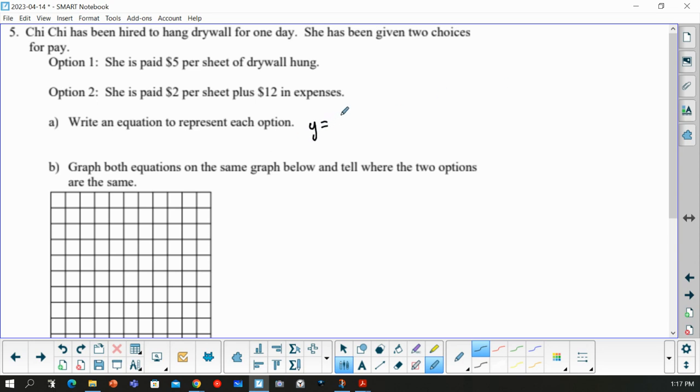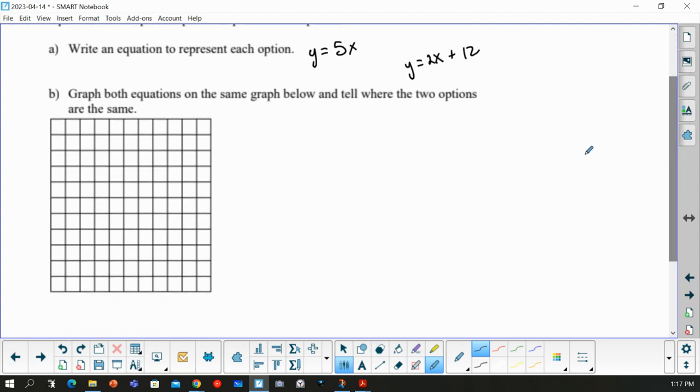So the first one would be y equals 5x, right? $5 per sheet. X is the number of sheets. Y is the amount she gets paid. The other one gets paid $2 per sheet plus $12. Okay. Graph both equations on the same graph below and tell where the two options are the same.